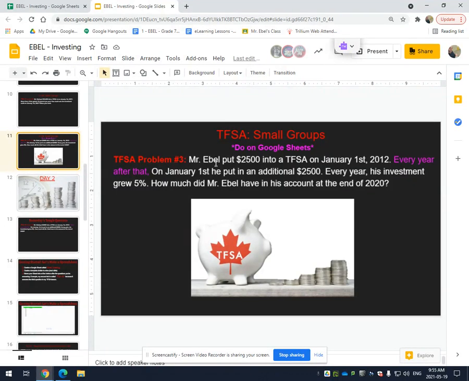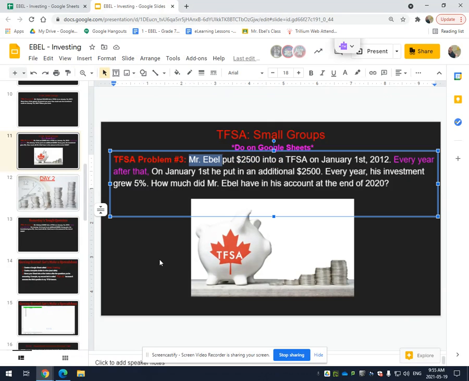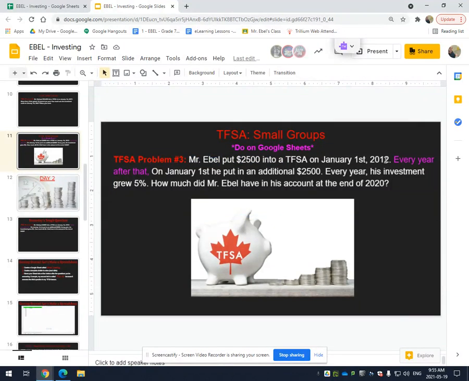It says Mr. Ebel put $2,500 into a TFSA on January 1st, 2012. Every year after that, on January 1st, he put in an additional $2,500. Every year, his investment grew 5%. So how much did Mr. Ebel have in his account at the end of 2020?